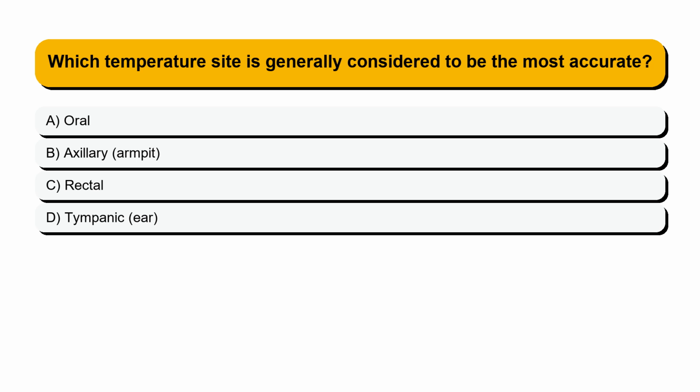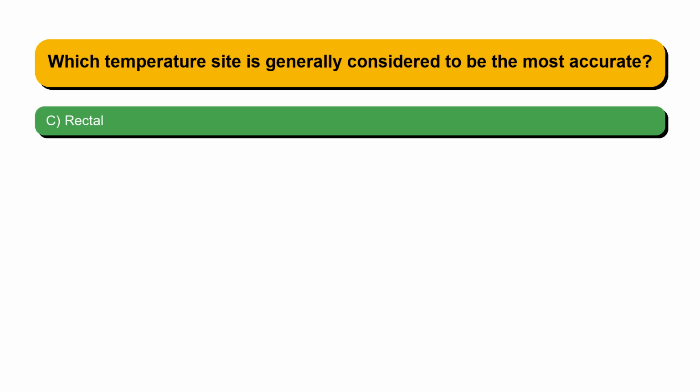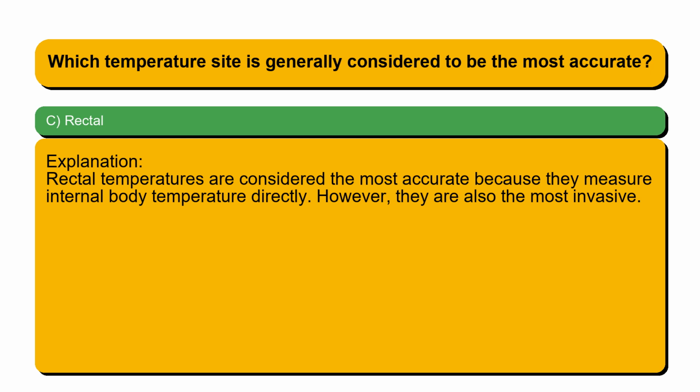Question 55. Which temperature site is generally considered to be the most accurate? Option A, oral. Option B, axillary, armpit. Option C, rectal. Option D, tympanic, ear. The correct answer is option C, rectal. Rectal temperatures are considered the most accurate because they measure internal body temperature directly. However, they are also the most invasive.